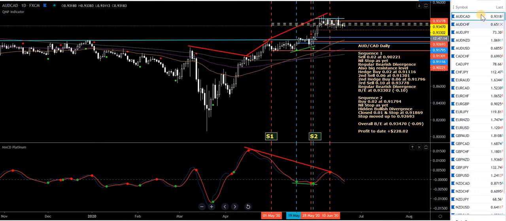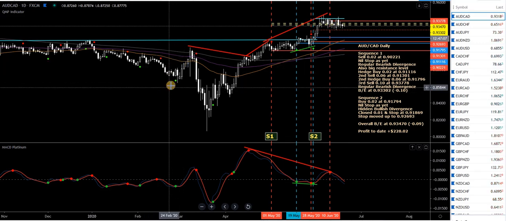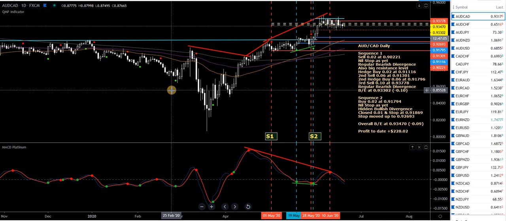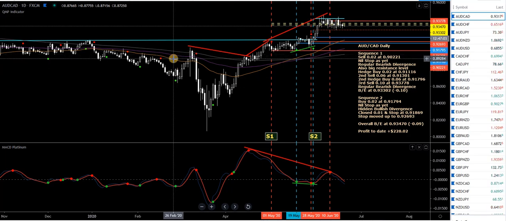So this is the top one, the AusCAD. All right, let's just run through it. So this is a daily chart. Now we have basically a few indicators on the chart.